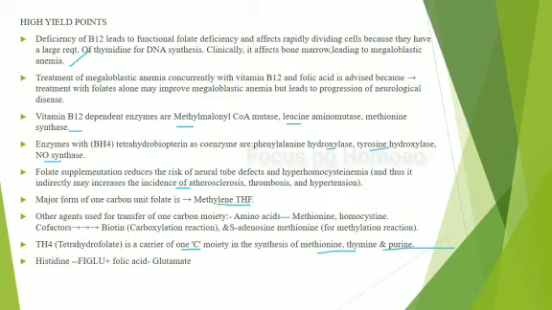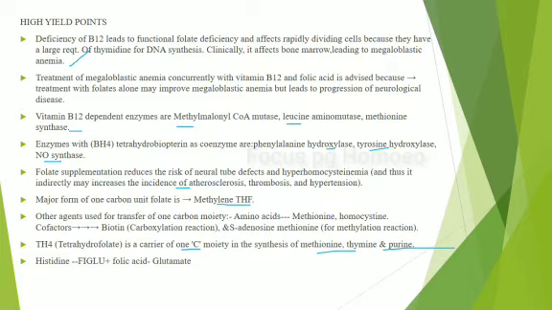Deficiency of vitamin B12 leads to functional folate deficiency and affects the dividing cells, for which folate is required for DNA synthesis. It affects the bone marrow, leading to megaloblastic anemia. Treatment of megaloblastic anemia is with vitamin B12 and folic acid. Vitamin B12 dependent enzymes are methylmalonyl-CoA mutase, leucine aminomutase, and methionine synthase.